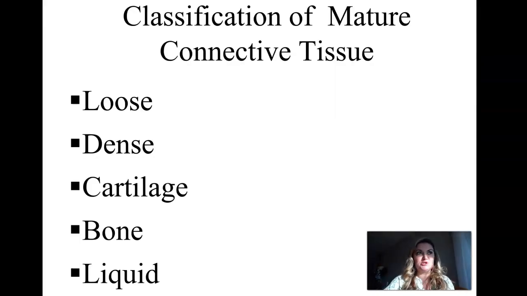So classification of mature connective tissue, you're going to have loose connective tissue, dense connective tissue, cartilage, bone, and then liquid.